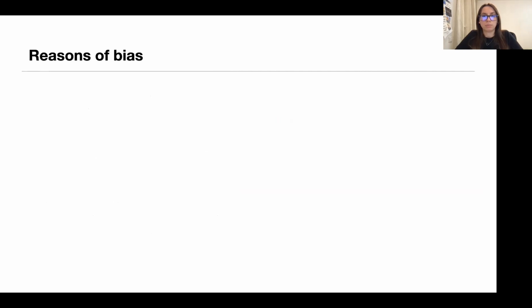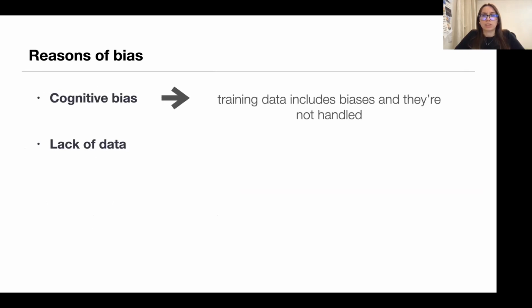Okay, so what usually are the reasons for bias, why is it happening to the models that we try to build and try to make fair? At first, it's cognitive bias, and it means that we already have some kind of bias in the data that we use for the model, and we don't handle it anyhow, or we introduce this bias when we develop features on the already biased training data.